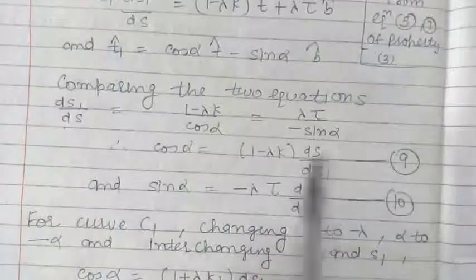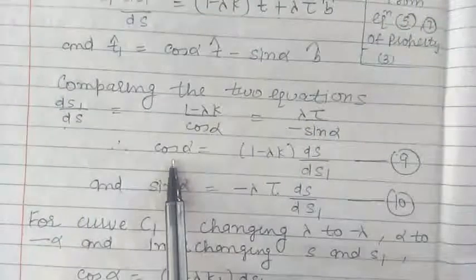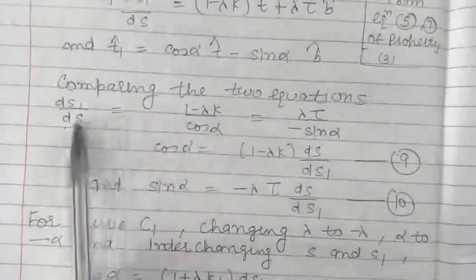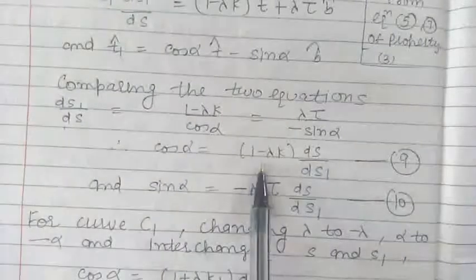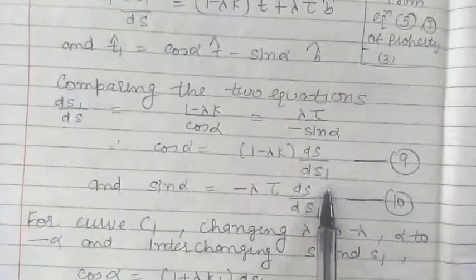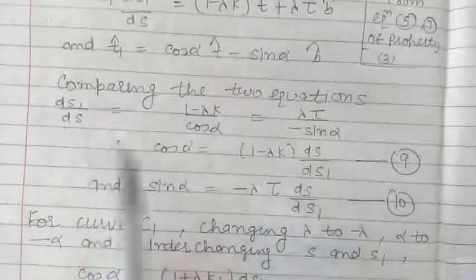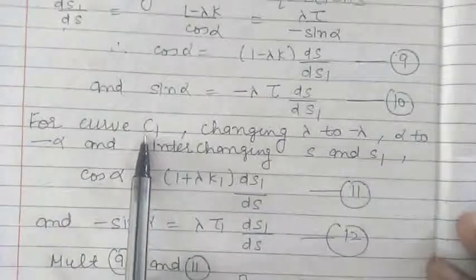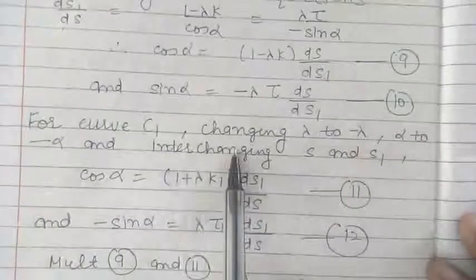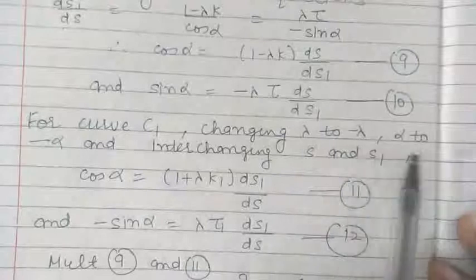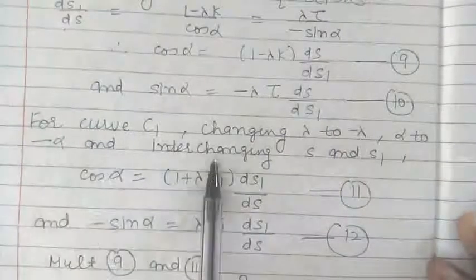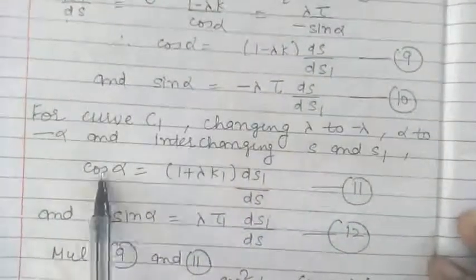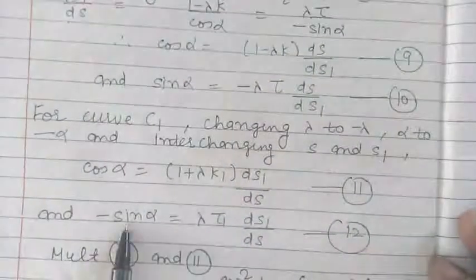So from here we can obtain the value of cos alpha and the value of sin alpha. The value of cos alpha, by taking these two terms, is (1 minus lambda k) into ds by ds1, and taking these two terms we get the value of sin alpha. In the same way, for the curve C1, as discussed in property 3, by replacing lambda by minus lambda and alpha by minus alpha and interchanging the roles of s and s1 in these two equations, we get the value of cos alpha and minus sin alpha.